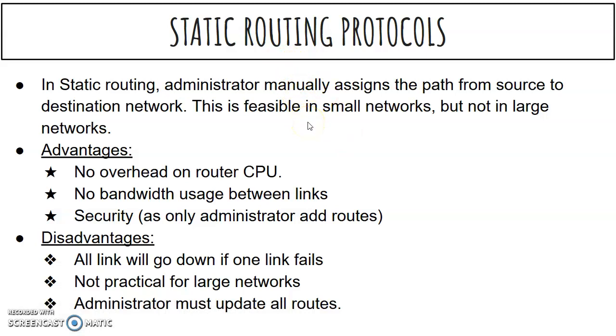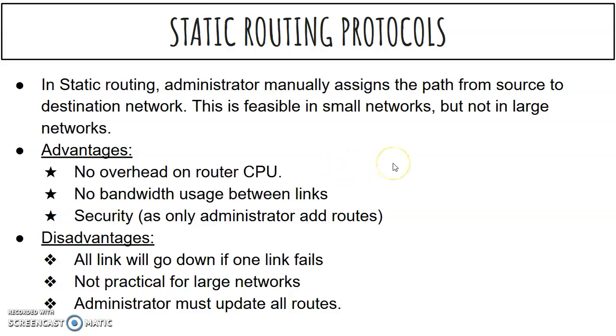So static routing is where the administrator manually assigns the path from source to the destination in the network. So it is good for small networks, so that there is security, and the administrator himself or herself can decide the route which he finds the best, which suits his needs the best. But when it comes to larger networks, then this becomes an issue, because it will become a tedious task to keep on updating and adding new networks and joining links and routes between them, finding the best path and so on. So it is not practical for larger networks. And in this scenario, if one link fails, then the entire network will go down.